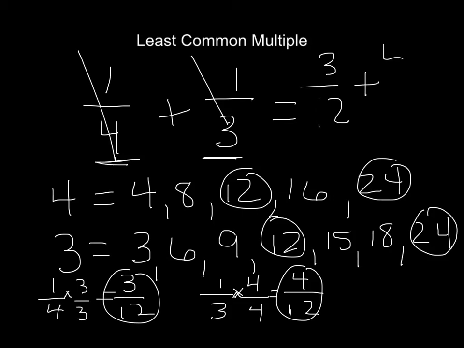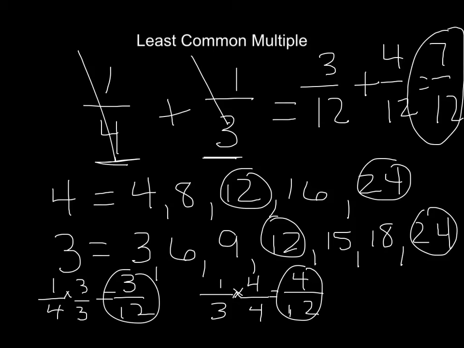So 3/12 plus 4/12 equals 7/12. So technically what I would write is 1/4 plus 1/3 equals 3/12 plus 4/12, which equals 7/12. So my answer to this problem would be 7/12.